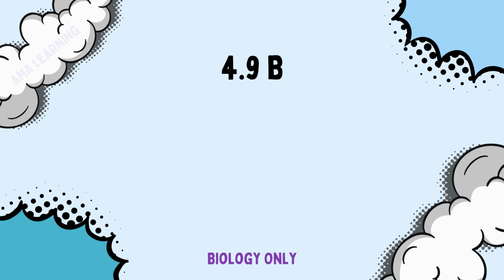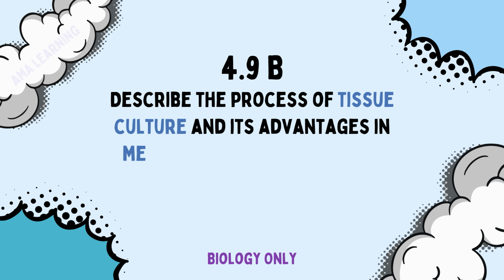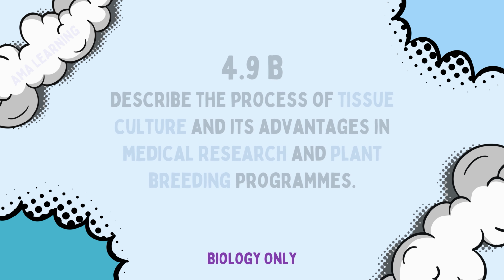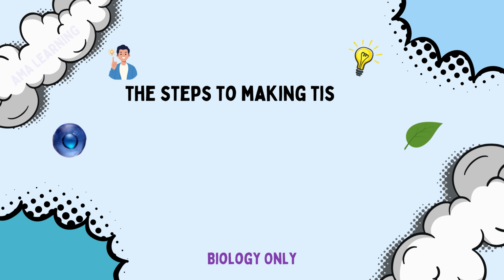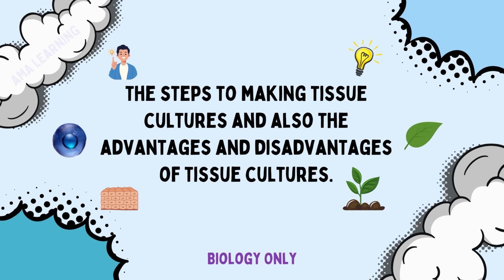Specification point 4.9b. Describe the process of tissue culture and its advantages in medical research and plant breeding programs. This is a biology-only specification point. To successfully answer any GCSE questions linked to this topic, you will need to know the steps to making tissue cultures and also the advantages and disadvantages of tissue cultures.